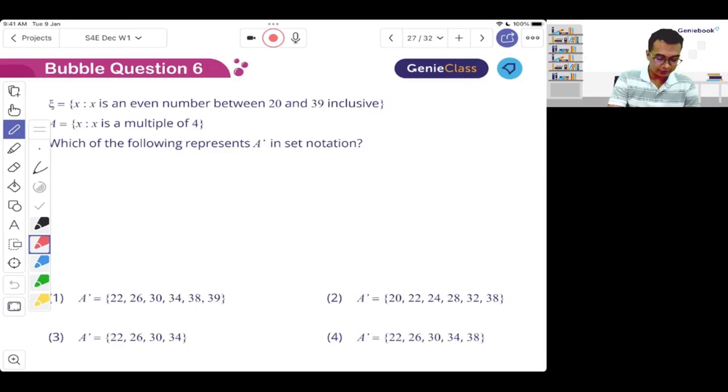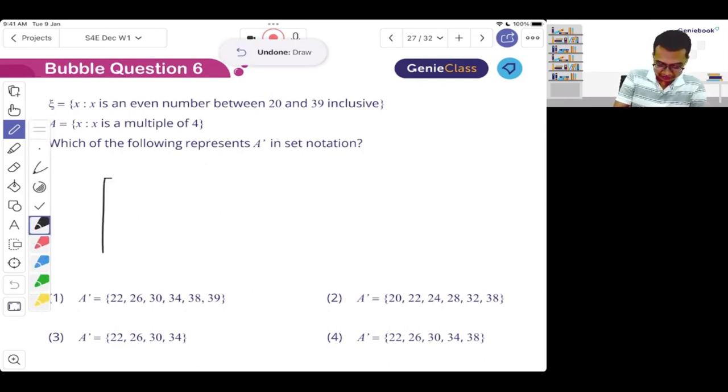Okay, it's 8:54 p.m., so I believe we're going to actually end pretty early, but take a look. Bubble question 6. Which of the following represents a complement in set notation? I hope you drew your set earlier, because you're going to need it. If you didn't, I'll just spend 1 minute drawing the set very quickly.